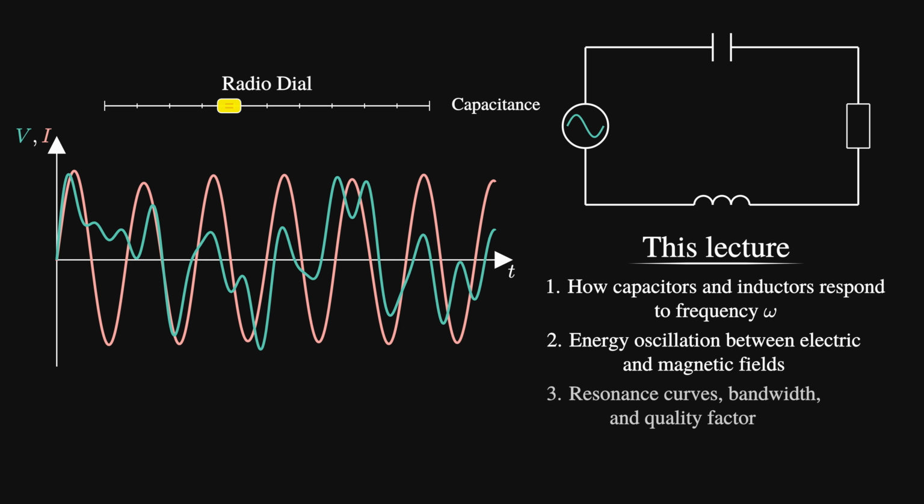Finally, we'll uncover how the resonance curve, bandwidth, and quality factor determine how sharply a circuit can select a particular frequency from a complicated input. By the end, resonance won't just be an equation we memorize. We'll understand what it physically means, why it happens, and how engineers use it to build real electronic systems.